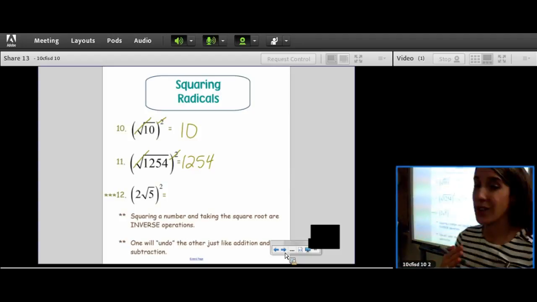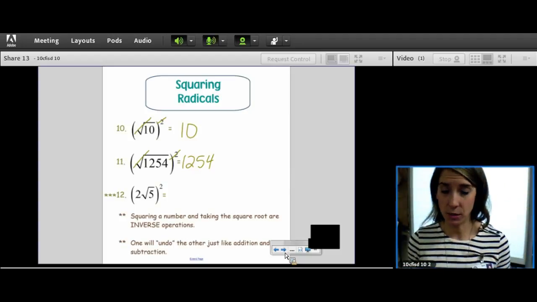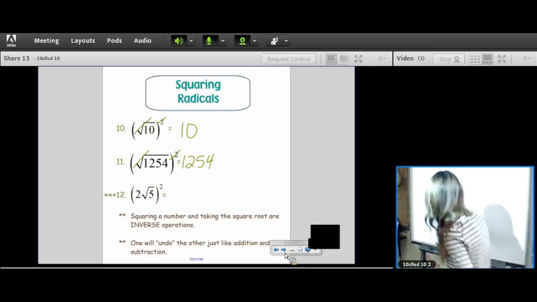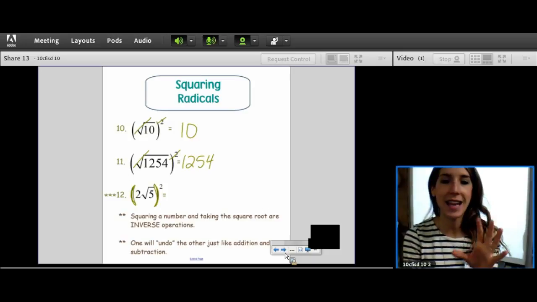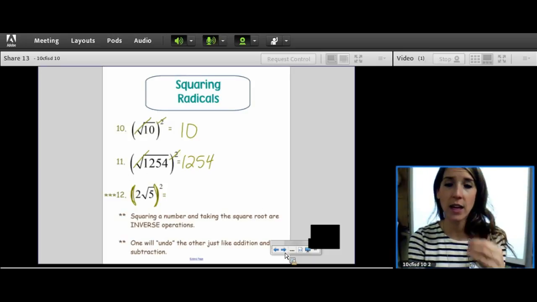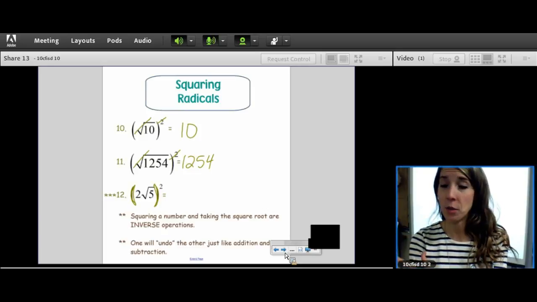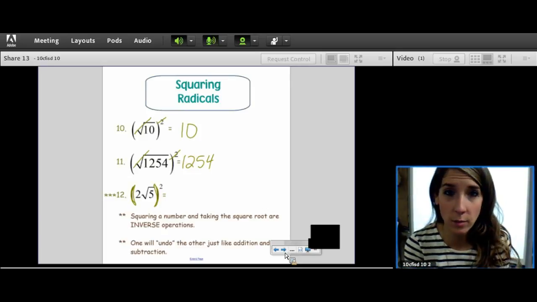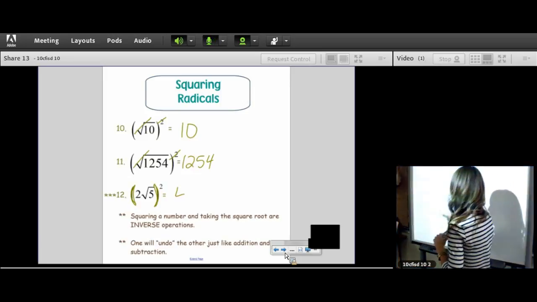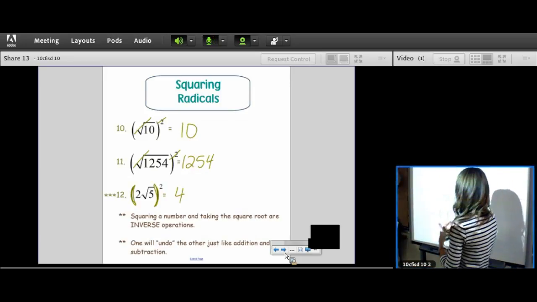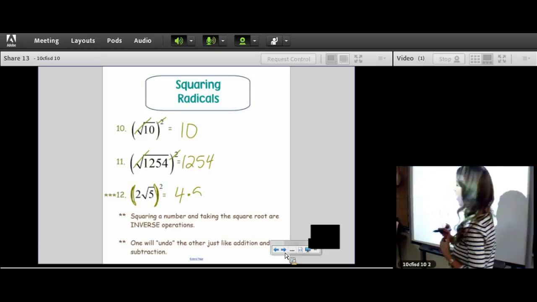You are squaring the 2 and you're squaring the root 5. Notice the parentheses. They're not there for no reason. A lot of people put 10 as their answer to this one, so be very careful. You need to square both terms, or in other words, you need to square every term that's in the parentheses. 2 squared is 4. Square root of 5 squared is 5.